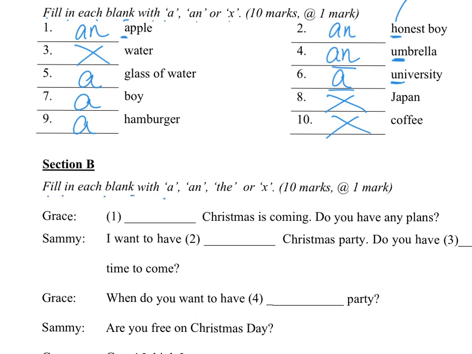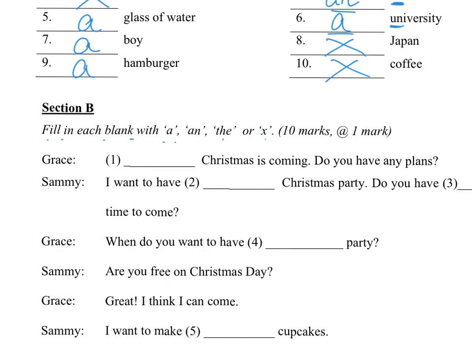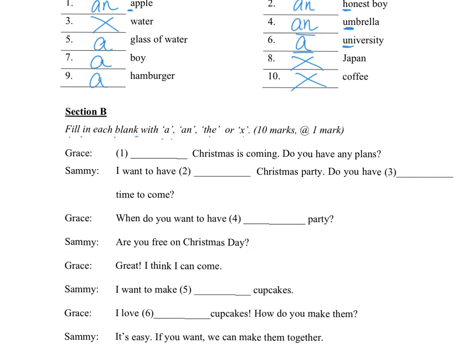fill in each blank with a, an, the or cross。嗱呢個 part 咧深少少啦，咁啊嚟啦，Christmas is coming，好啦，Christmas 咁啊名嚟噶嘛，你見到啦，Christmas is coming. Do you have any plans? I want to have a Christmas party。嗱佢講個 party 噶，Christmas party. Do you have time to come?